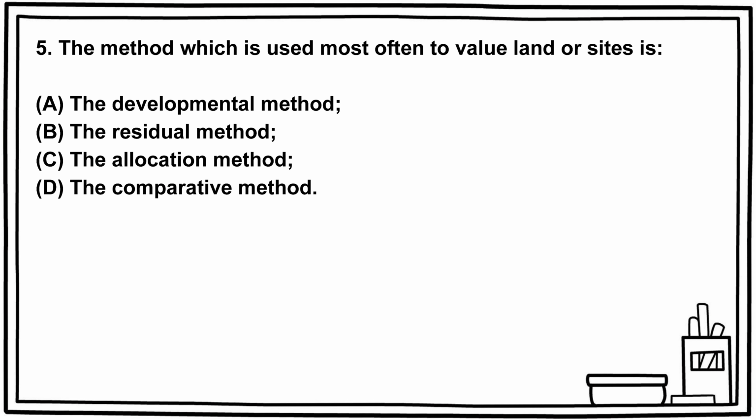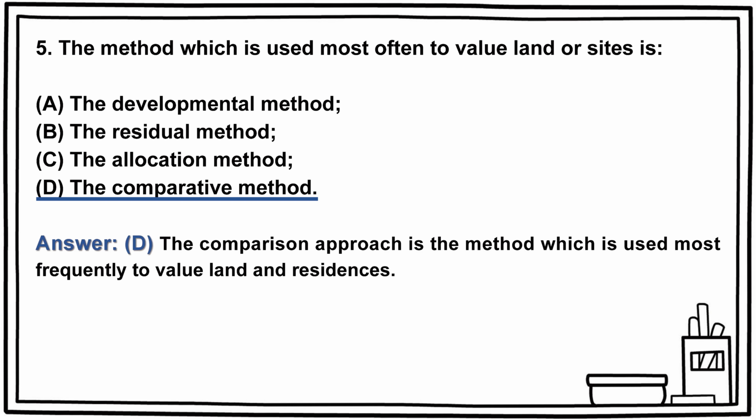5. The method which is used most often to value land or sites is: A. The developmental method. B. The residual method. C. The allocation method. D. The comparative method. Answer: D. The comparison approach is the method which is used most frequently to value land and residences.